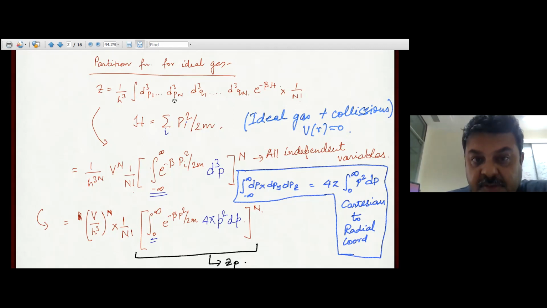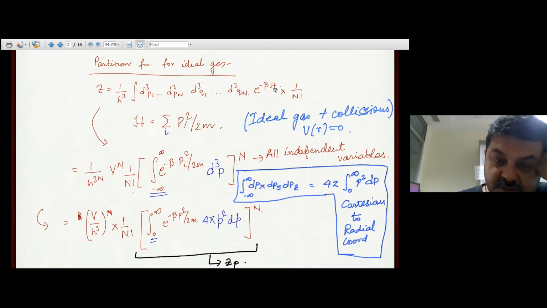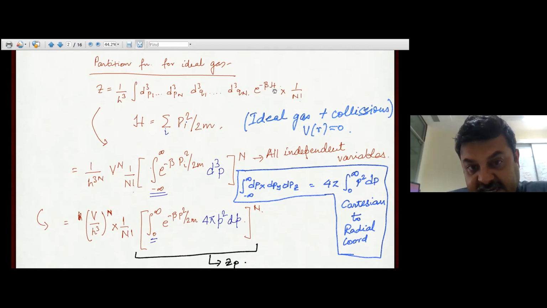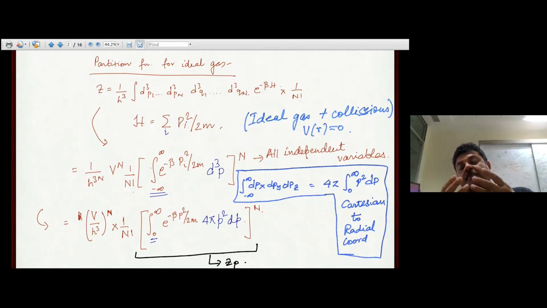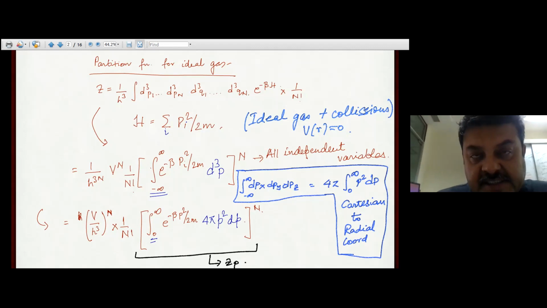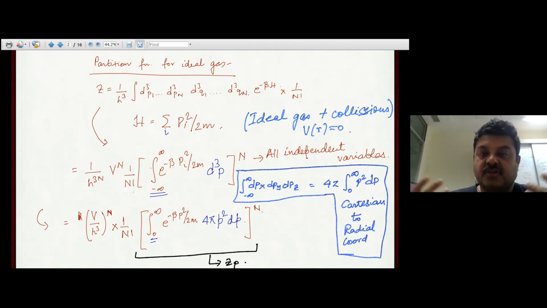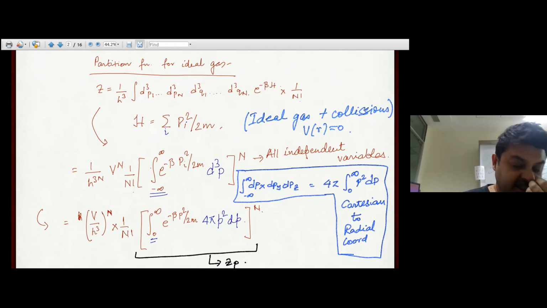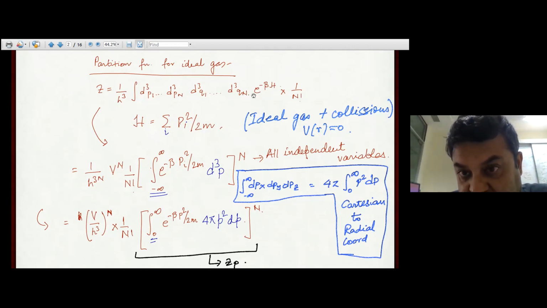of each of the particles, where the sum of energies corresponding to a particular set of momenta of n particles will give a certain value of the energy. And if the momentum coordinates of all the different particles are such that it corresponds to a very high energy, then that will appear in e to the power minus beta H, right?